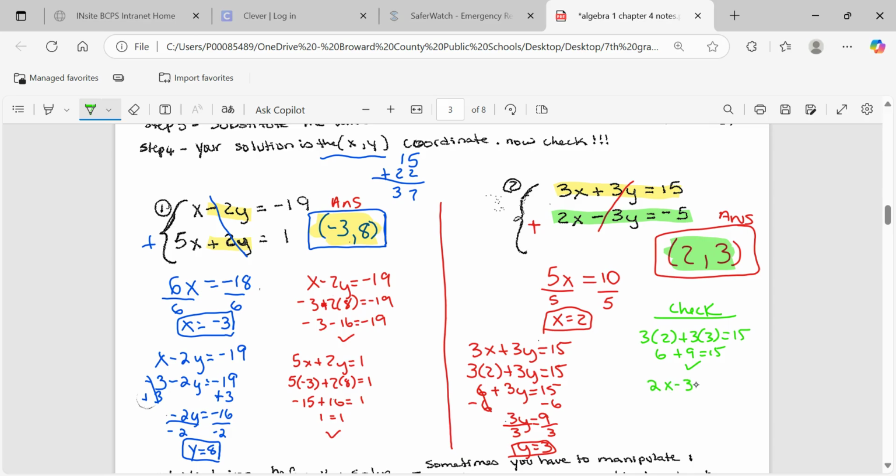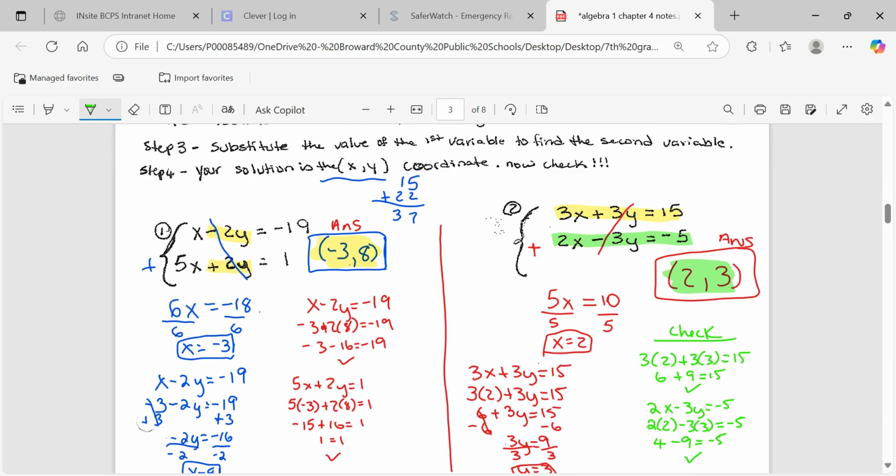2x minus 3y is equal to negative 5. So 2 times 2 minus 3 times 3 should equal negative 5. 4 minus 9 should equal negative 5. And yes, that does equal negative 5. So I am good to go. I am correct.